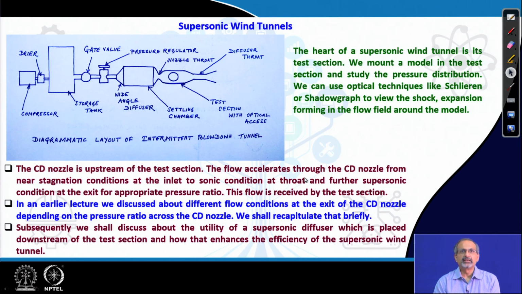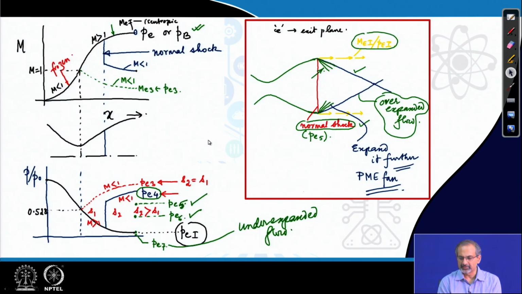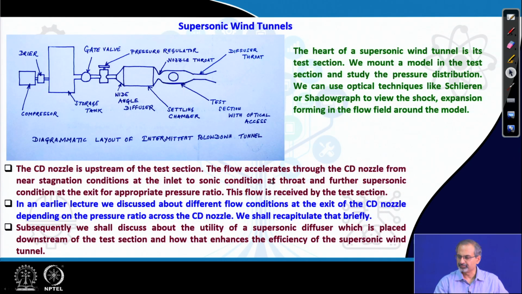The next thing that we will discuss is the supersonic wind tunnels. You have a rough sketch of such a facility over here. This is called an intermittent blow down type supersonic tunnel. We will have a very brief look at it before we close this lecture.